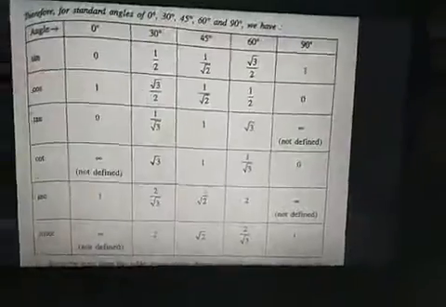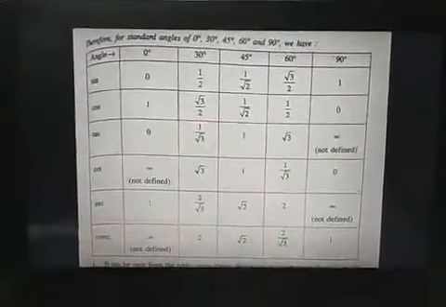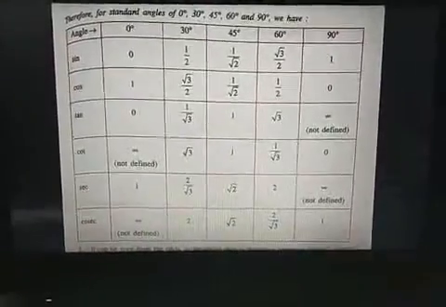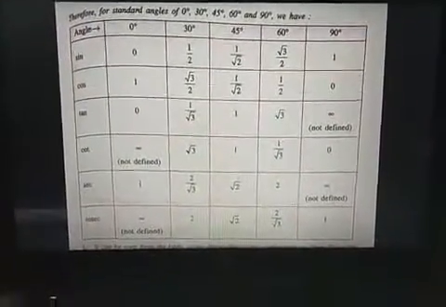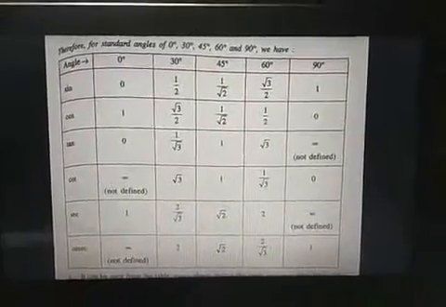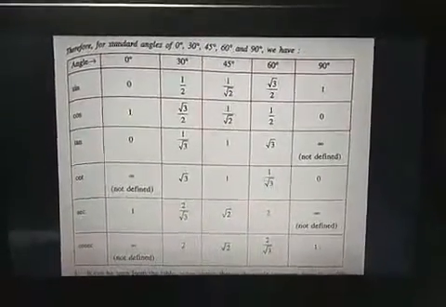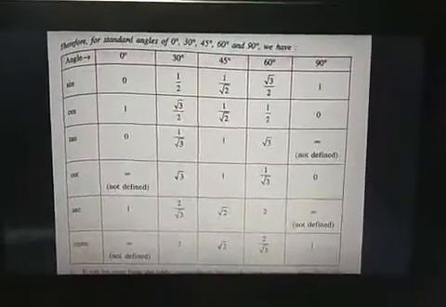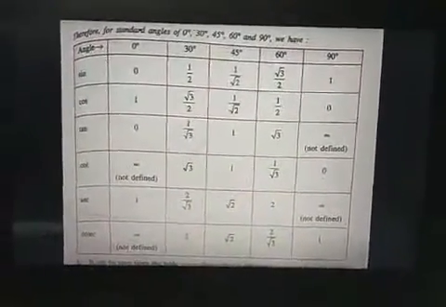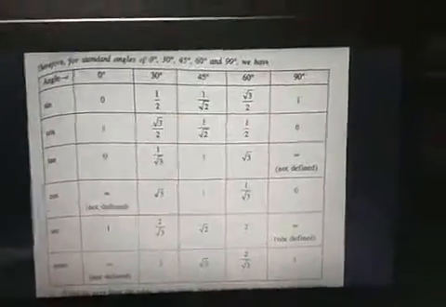If we can remember the first line, that is the value for sine, then it's easy for us to remember the second, third, fourth, fifth, and sixth as well. So once again, the value for sine 0 degree is 0, 30 degree is half, 45 degree is 1 by root 2, 60 degree is root 3 by 2, and sine 90 degree is 1. We need to mark up these values.